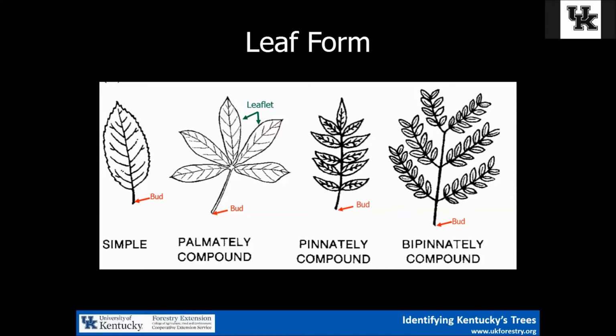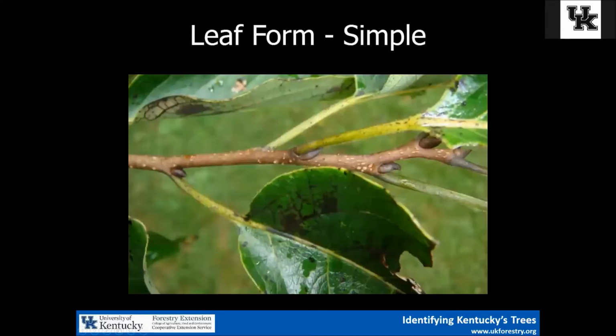So leaf form is the next thing. After we look at leaf arrangement, we look at leaf form. And our bud is really going to help us determine if we have a simple leaf or if we have a compound leaf like these. Okay, so let's look at a few examples.